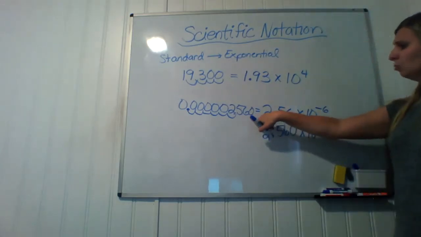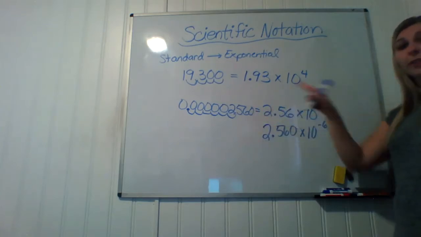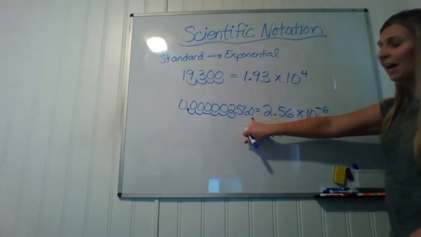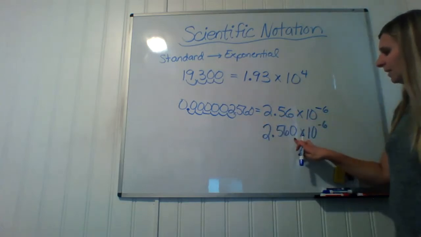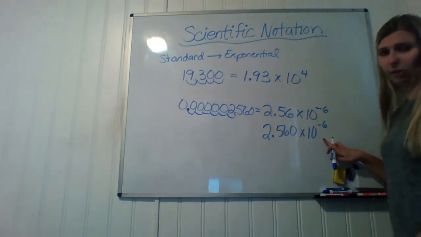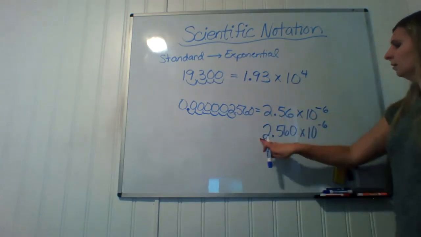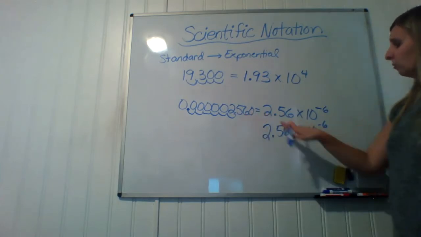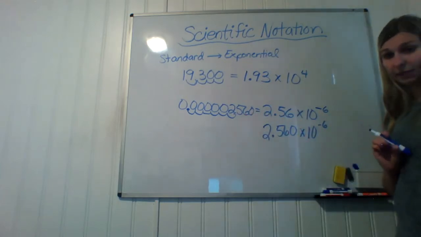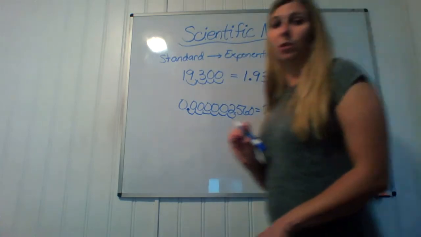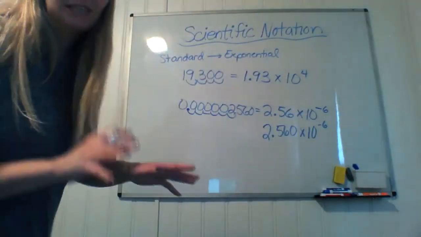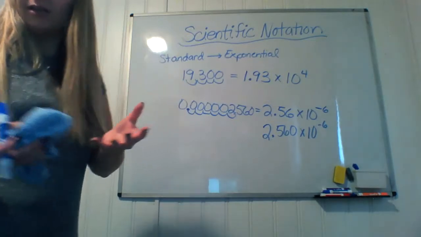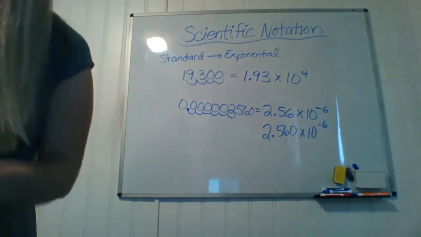Because there's a reason why that 0 is there. The measurement was accurate enough to include that digit. So it must be included in your scientific notation. That is another way to make sure you are using the correct number of significant figures. Okay, so that was standard to exponential. Now I'm going to go the opposite, and we're going to go exponential to standard.